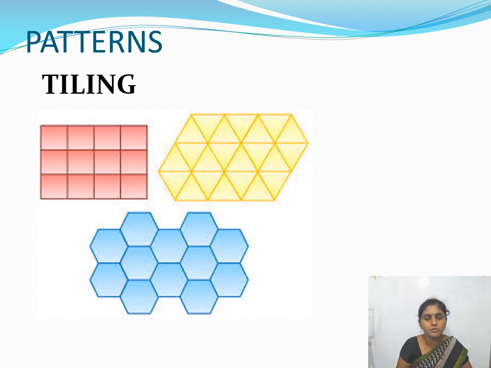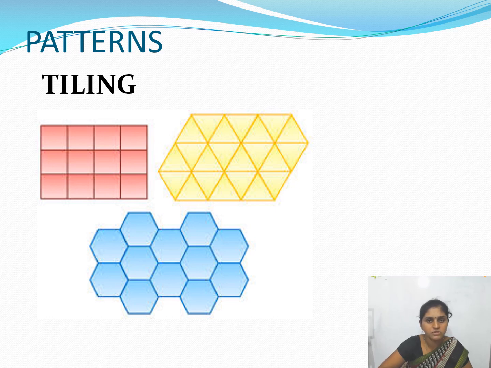Tiling is possible only when it is made up of a shape. Thus, it can be arranged without any gaps or overlaps. See here, some examples are there. Tiling. This is a basic shape. Square shape tiling is there. Square shape tiles we have arranged here. These are the arrangement of tiles. The basic shape of tile is square.